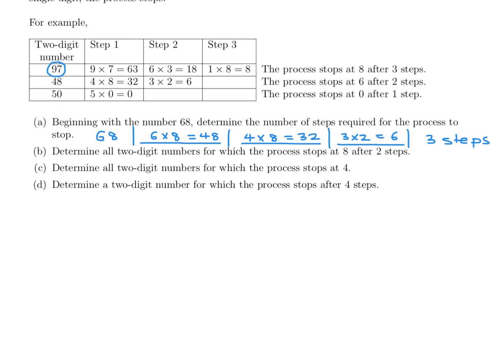Part B, determine all two-digit numbers for which the process stops at 8 after 2 steps. Okay, we got a little bit of work to do here.